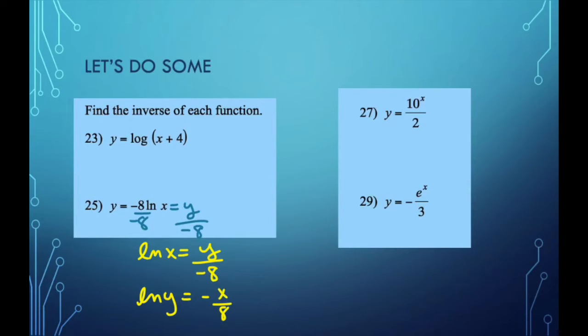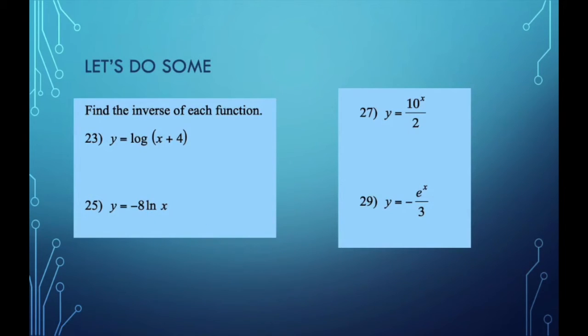This is a log base what? e. It's e to the what equals what? e to the x over negative 8 equals y. There's an invisible e right there. So it's base to the outside equals the inside. So it'll be e to the negative x over 8 equals y. We have now solved for y.